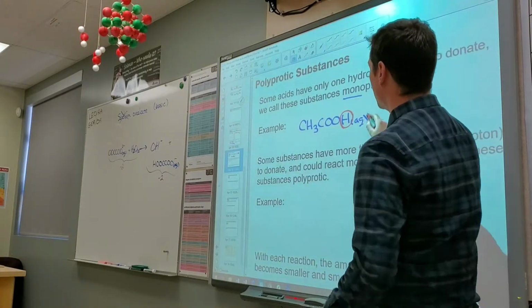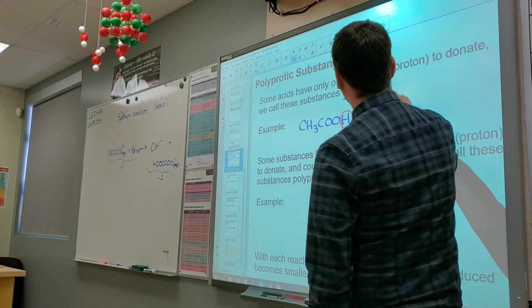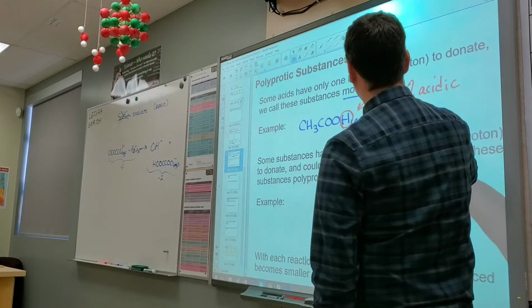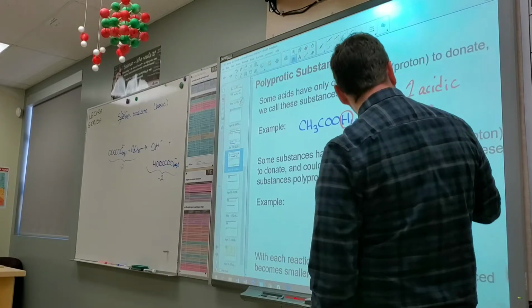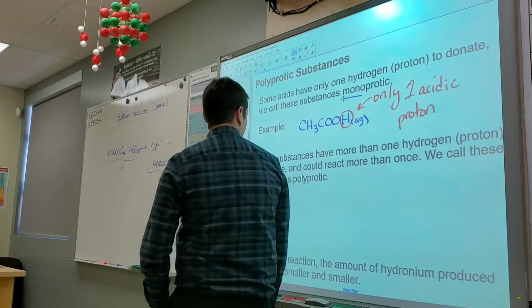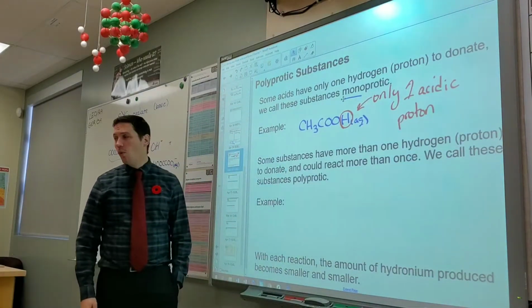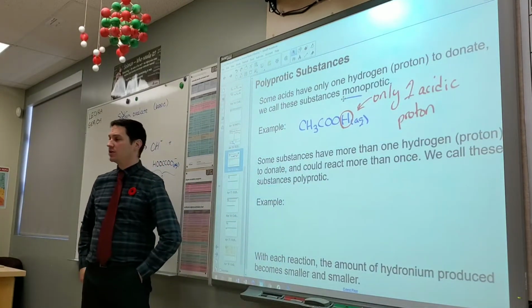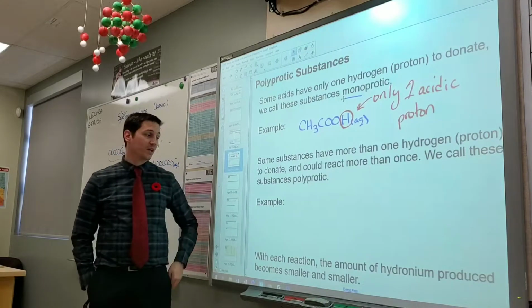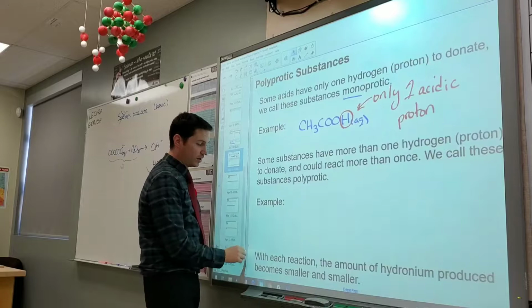And so there's only one, what we call acidic proton. So it can only give away one thing. Some substances have more than one hydrogen to be able to donate. They can react more than one time. We call these substances polyprotic.